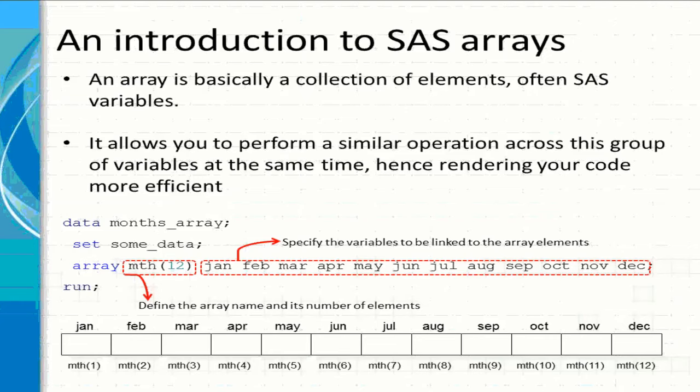It basically allows you to perform similar operations across a group of variables at the same time, hence rendering your code more efficient. So whether, for example, we're talking about a month or a group of months, you could specify an array to hold those variables and do operations on that group of variables in tandem, basically.